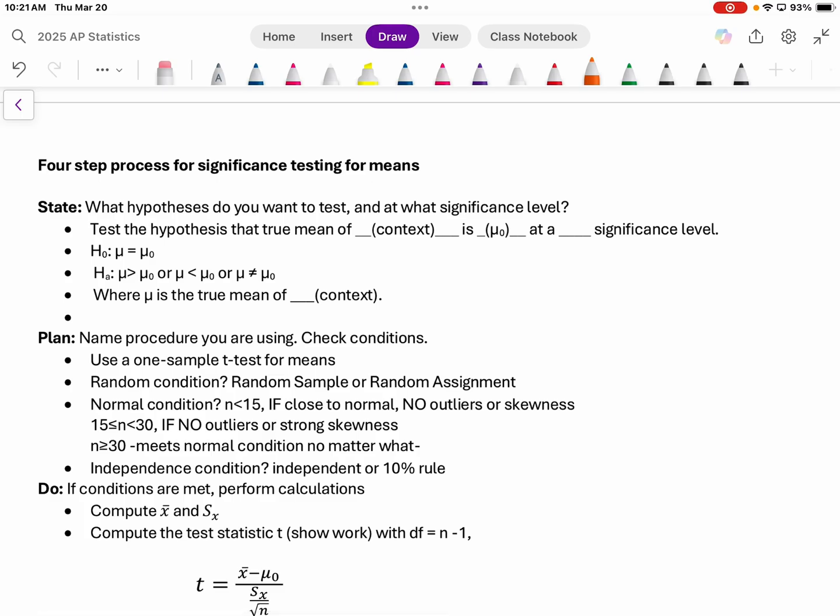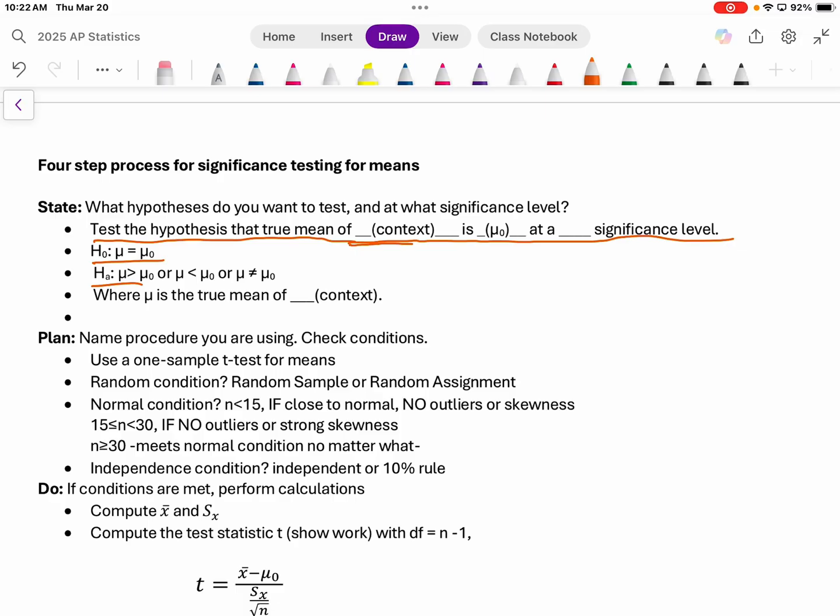All right, so again, our little four-step process. What hypotheses do you wish to test and at what significance level? Our generic statement here is we're going to test the hypothesis that the true mean of the variable, in context, and then we talk about at what significance level. We write our H0 and our HA statements. Our H0 is going to be that our mean is equal to the null mean that they put in the problem. And then for our HA statement, we choose one of the inequalities based on the context of the problem, paying attention to the inequality verbiage that they use.